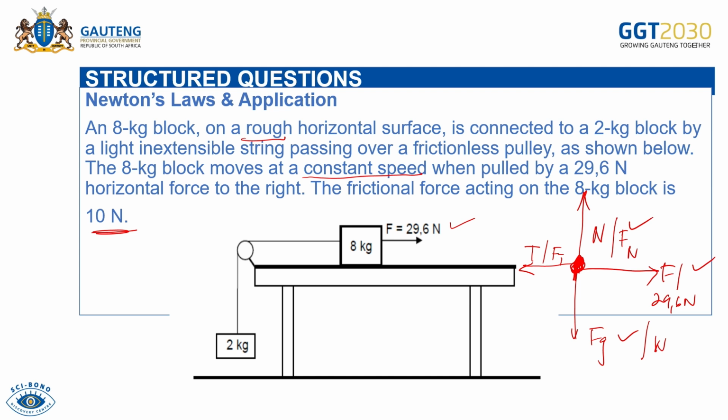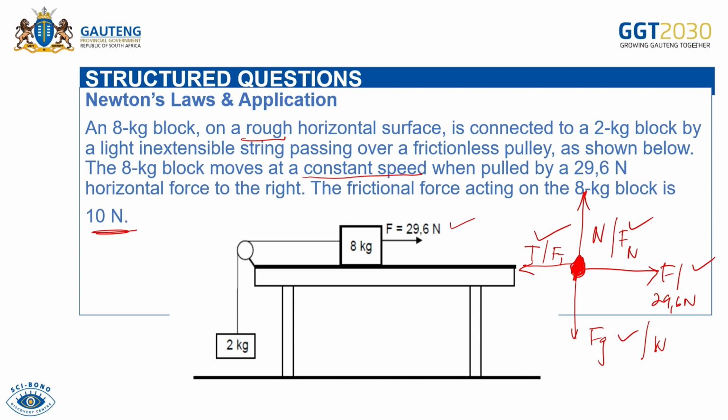Then for the normal force, the correct symbol is capital letter N, not small letter n, because small letter n is for number of moles, right? Or for number of electrons. So please be careful when it comes to that. So already I'm having how many marks now? 4. Then it's on the rough horizontal surface.